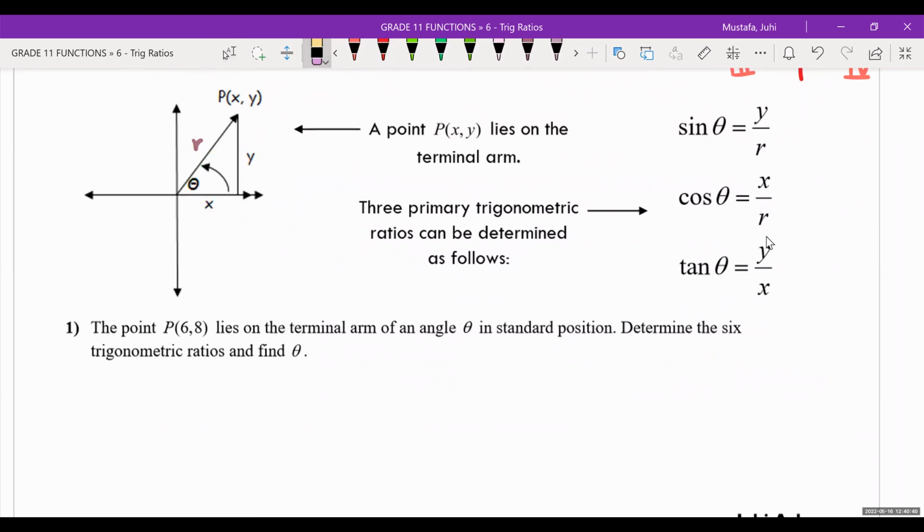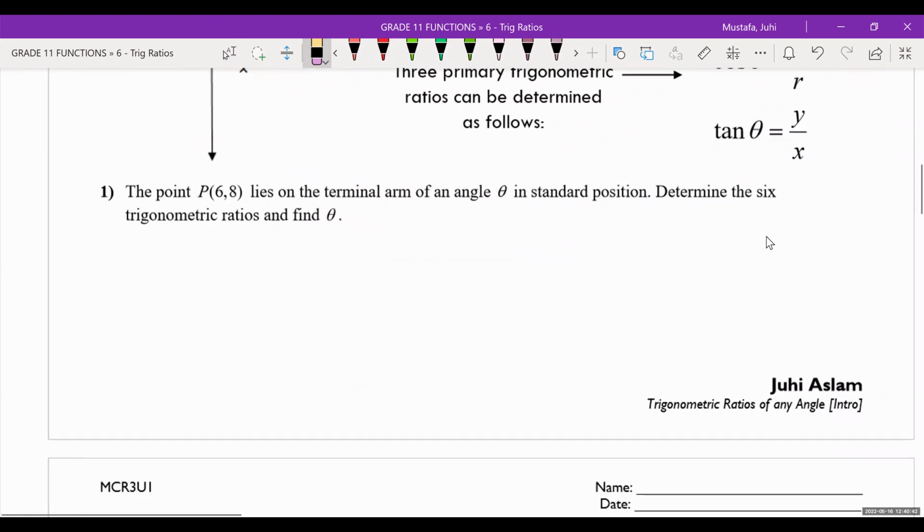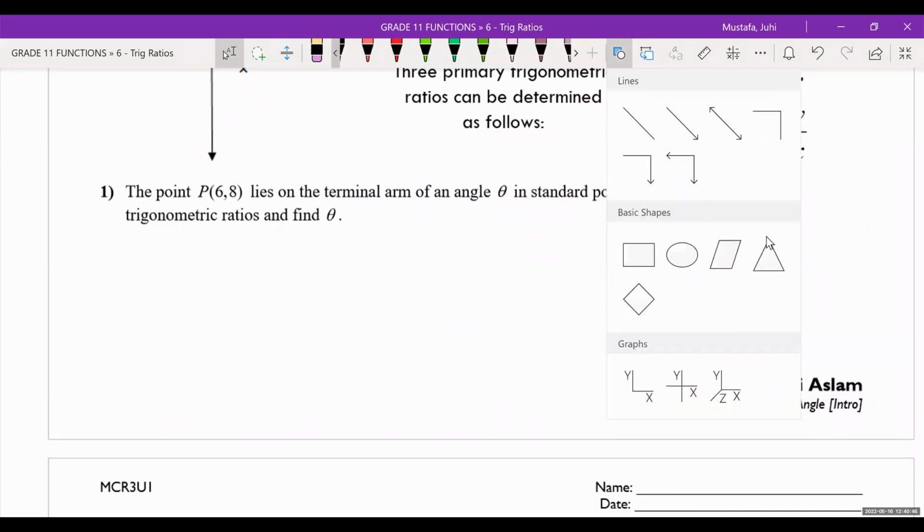Okay, so how are we going to do this? Let's start first by just sketching out (6, 8). So I'm going to make my XY plane.